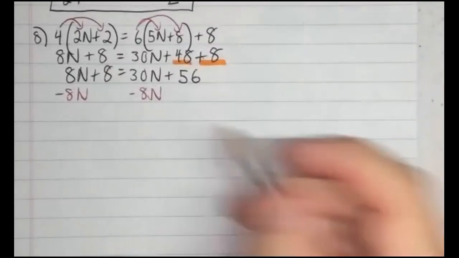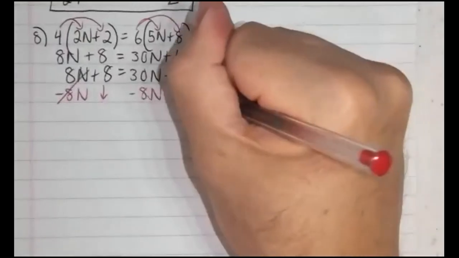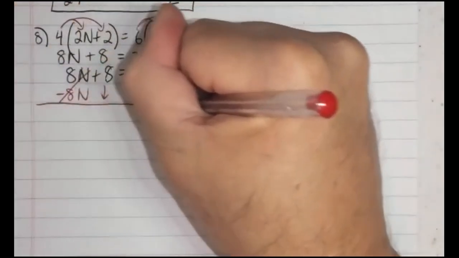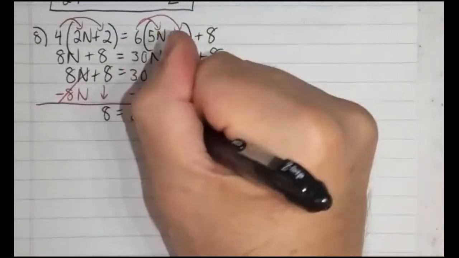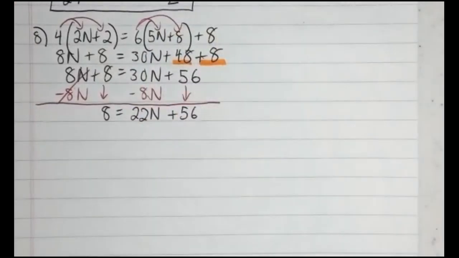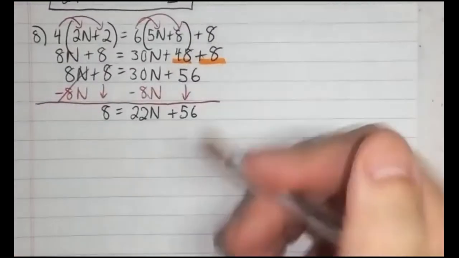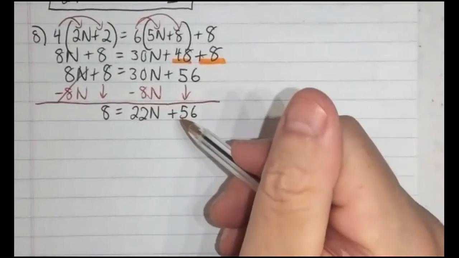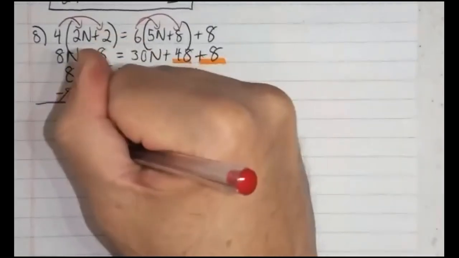By subtracting 8n, that'll eliminate that 8n there. Move these other values down. So 30 take away 8 would give me a 22n. And move the plus 56 down. All right, so we have a 2-step algebra equation. At this point, before I deal with the 22, I'm going to get rid of the plus 56 by subtracting 56 to both sides.